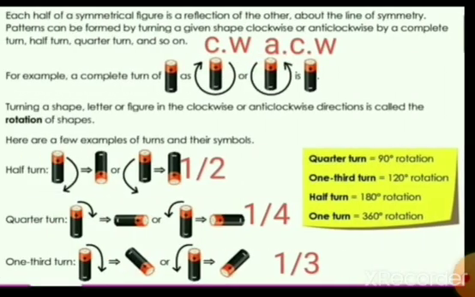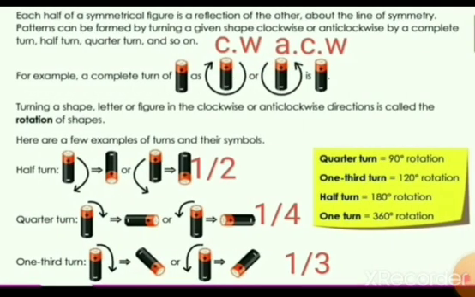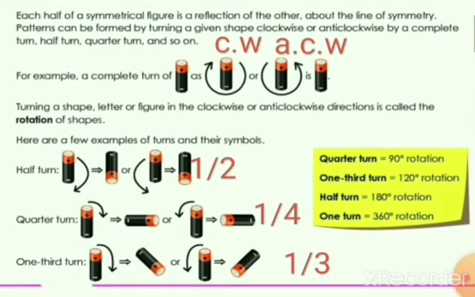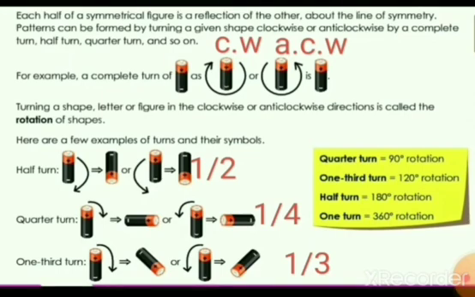Half turn means it will be turned exactly half. Half turn is equal to 180 degrees. One complete turn is 360 degrees, so half means 360 degrees divided by 2, that is 180 degrees. Half turn is 1 by 2. Next, quarter turn. Quarter turn means 1 by 4, so a quarter turn is a 90 degree rotation. Next, one third turn. One third turn means 1 by 3 and it is 120 degrees in rotation. Thank you.